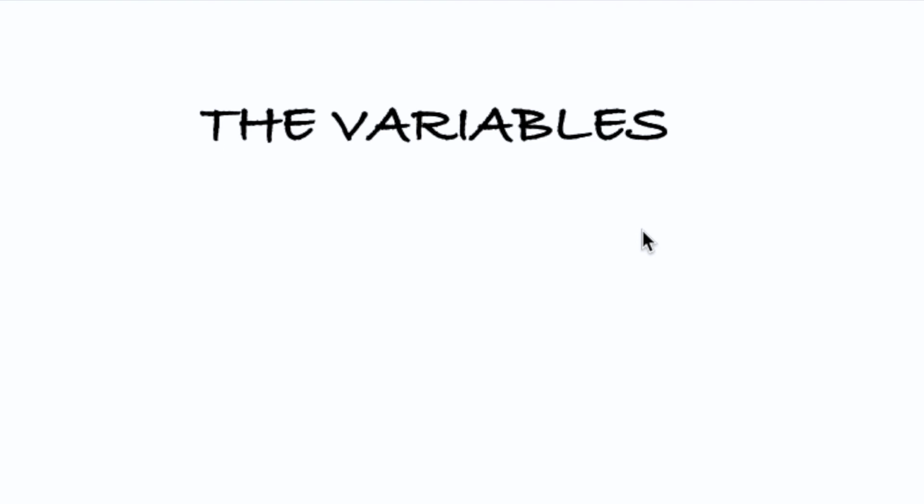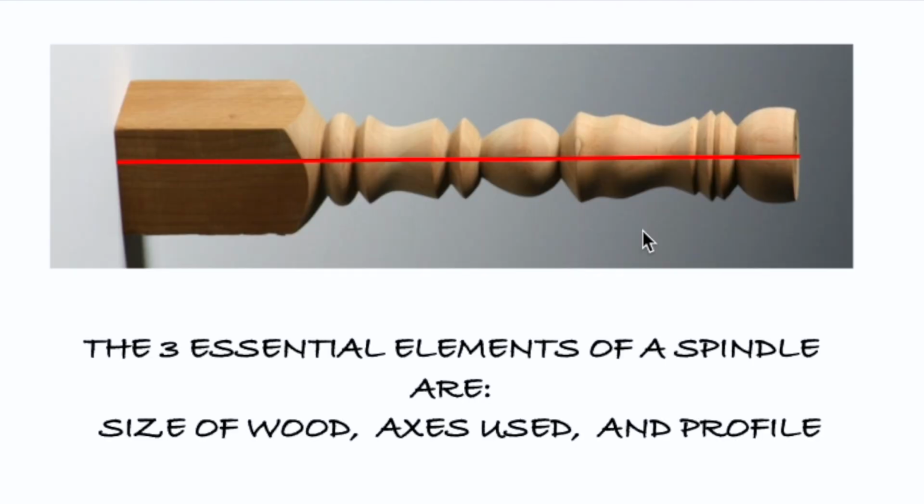Now let's discuss the variables briefly. Because I was a nurse, I call this the anatomy of a spindle. So this spindle has a piece of wood, the size and shape of the wood, a profile, and an axis. Under those 3 categories are most of the variables, and these variables apply to each quadrant.